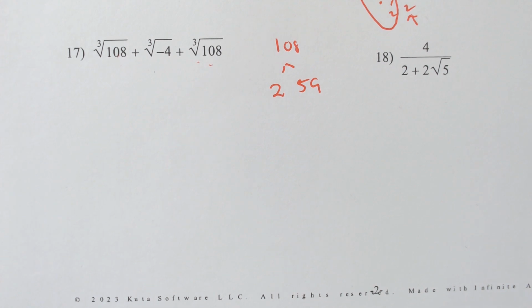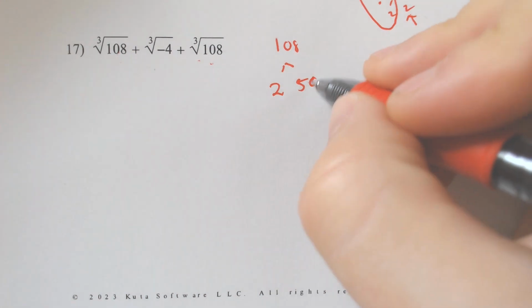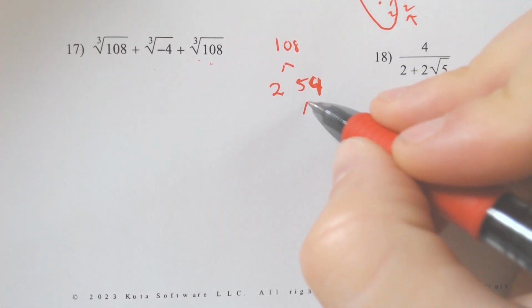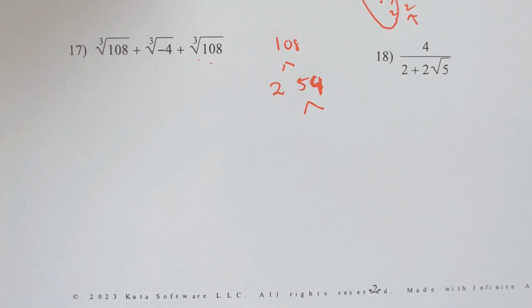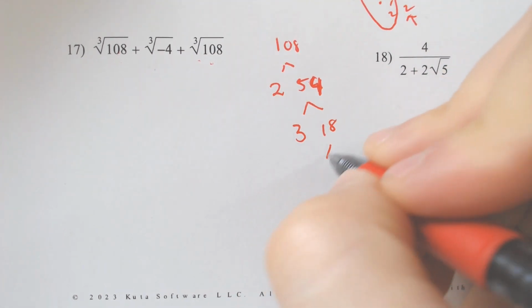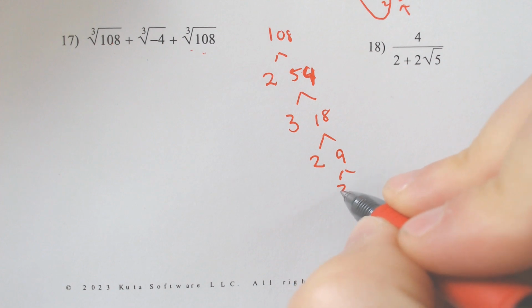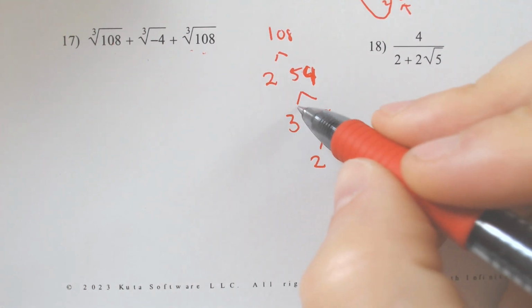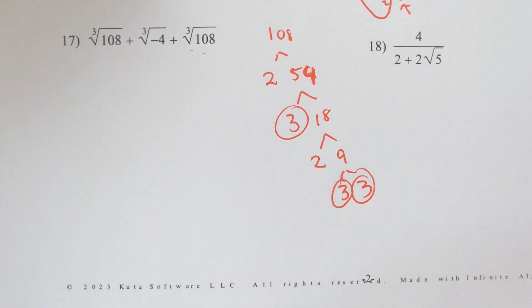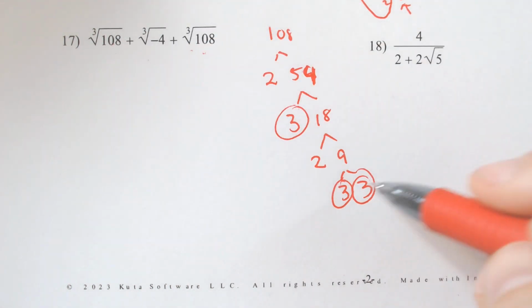108 divided by 2 is 54. 54 divides by 3 and is 18. 18 divides by 2 and you get 9 and 3 and 3. We have 1, 2, 3 3s. We needed a cube root, so there they are.